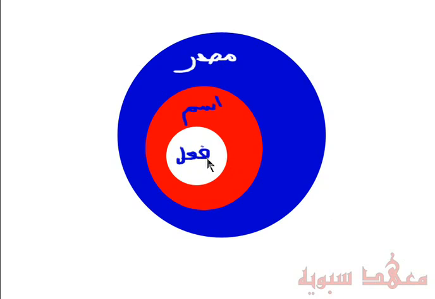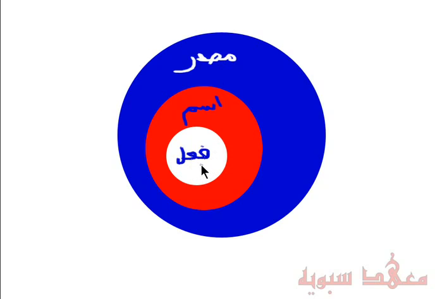So we have the fi'l, the ism, and the masdar. Now, I'm just going to explain the difference between these three. As you can see, the masdar, denoted by the big circle, has a much more general meaning, while the fi'l is specific. And then you have the ism in between the two. So I'm just going to explain each one. I'm going to start off with the fi'l, and then I'm going to move to the masdar.